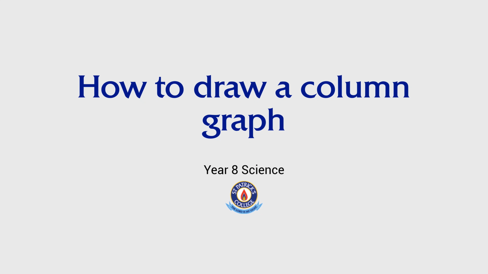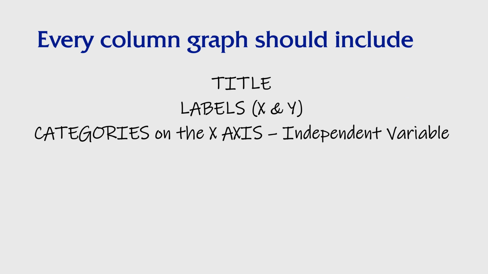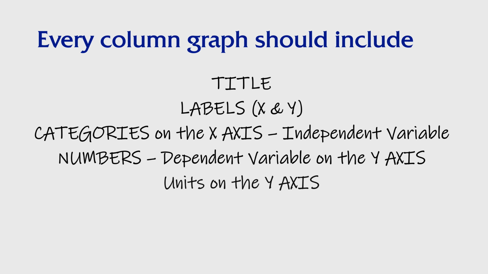This short tutorial is going to show you how to draw a column graph. Every column graph should include a title, labels, and categories on the x-axis. On the x-axis we should be including the independent variable. Our numbers, which are usually the data that we record, or our dependent variable, will go on our y-axis, or the vertical axis. We need units on the y-axis, and when we draw our bars, we should include spaces between.